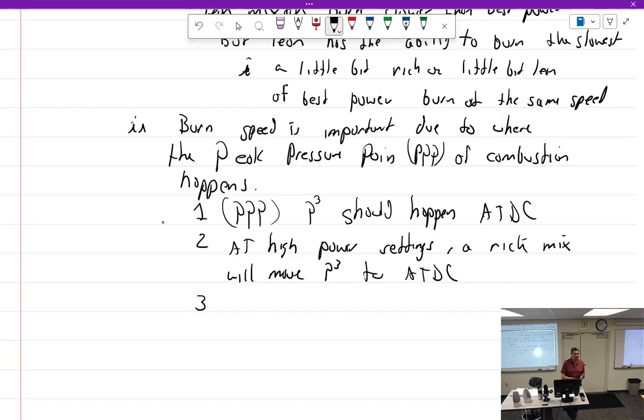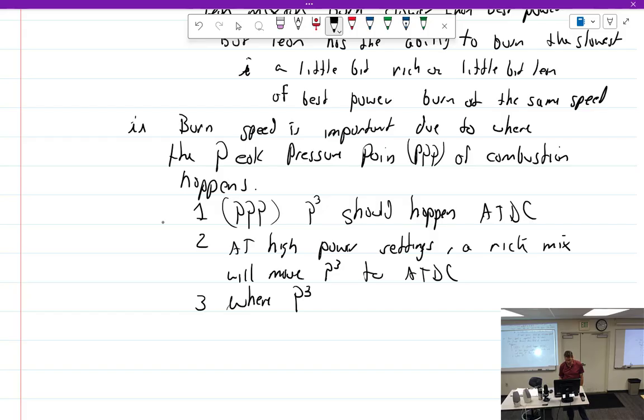We're going to move the peak pressure point back so we're not going to get detonation. We're going to get detonation on the back side of that. Piston's coming up, peak pressure point before top dead center. I think we're going to get some detonation on that. That'd be bad. So we're going to do it after. All right, follow me on that one? Yep.